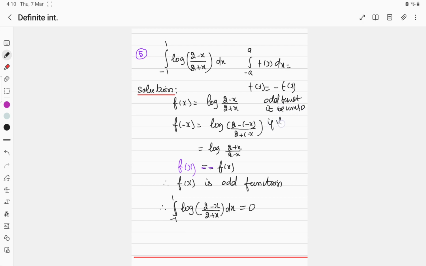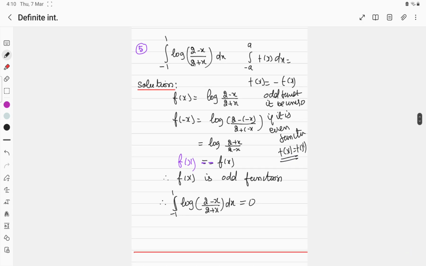If it is an even function, that is f of minus x is equal to f of x, we have to solve using the integral. So first we have to check whether it is an odd function or an even function.